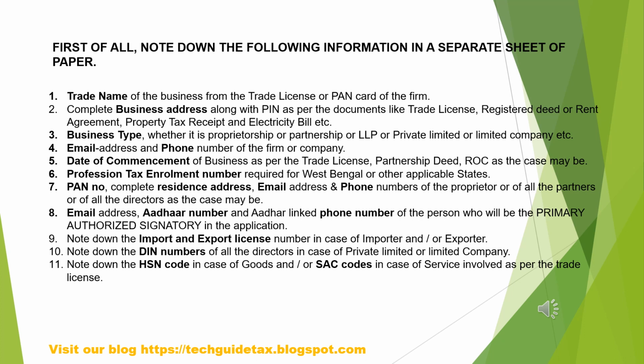Email address, Aadhaar number and Aadhaar linked phone number of the person who will be the primary authority in the application. Note down the import and export license number in case of importer and/or exporter. Note down the DIN numbers of all the directors in case of private limited or limited company. Note down the HSN code in case of goods and/or SAC codes in case of service involved as per the trade license.